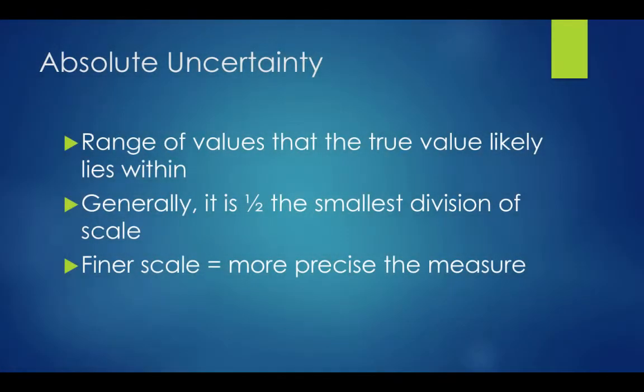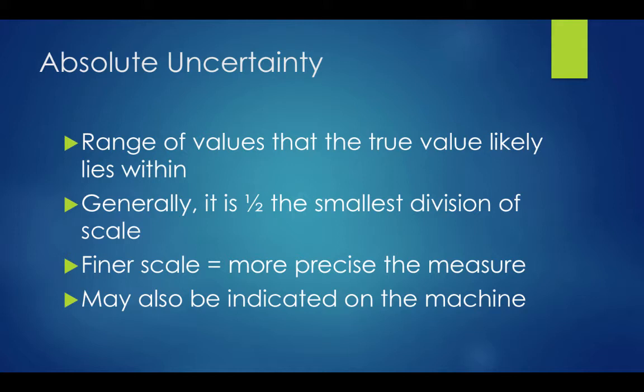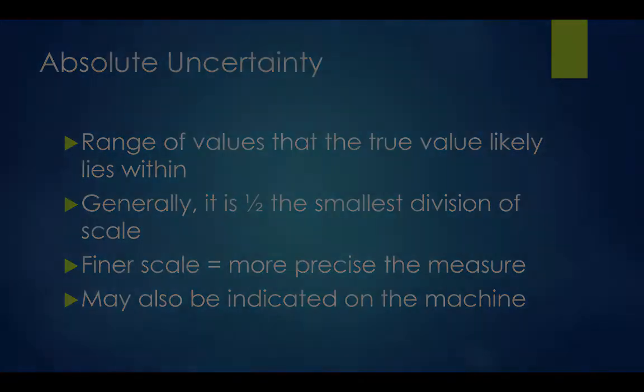The previous example shows us that a finer scale will give us more precise measurements and a smaller uncertainty. In some cases, such as triple beam balances, the uncertainty may be indicated directly on the machine on a sticker located usually on the back side. Remember, your confidence in using the device to accurately measure something may adjust the uncertainty up or down.